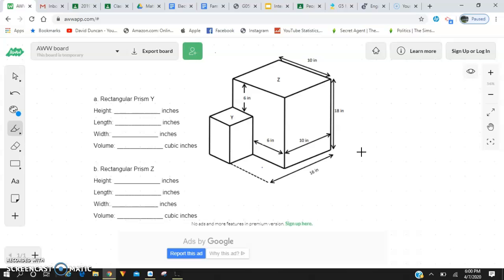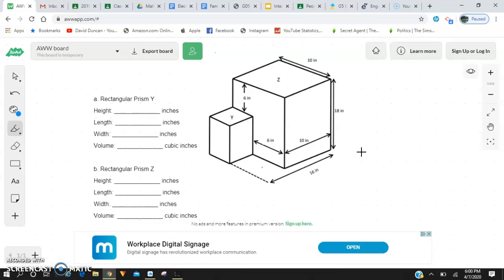Now, this is how we're going to do this math chat. I am going to help you by finding the volume of the smaller rectangular prism Y, and then I'm going to have you guys find the volume of the larger prism Z. Then you're going to have to add those two together to get your final volume. Now, you are not going to have access to this whiteboard, but this is just how I'm going to explain the material to you guys.